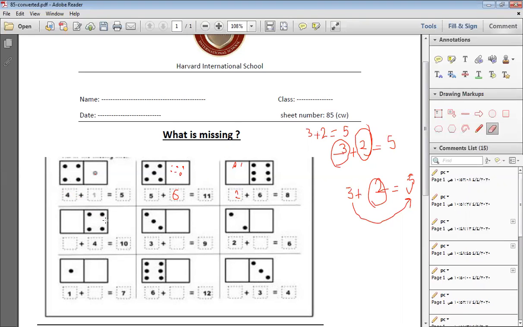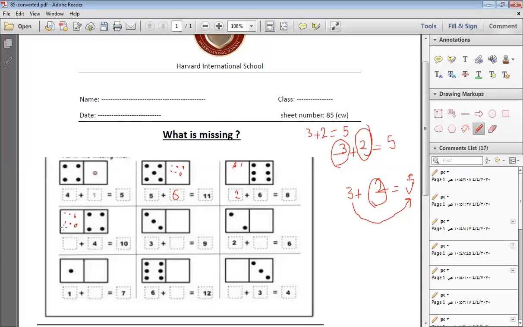Here, 1, 2, 3, 4. Okay, and he needs the 4 to be 10. Okay, I will draw, and while I'm drawing, I will count. After the 4, 5, 6, 7, 8, 9, and 10. Okay, I count till 10, and then I will count the dots I draw.